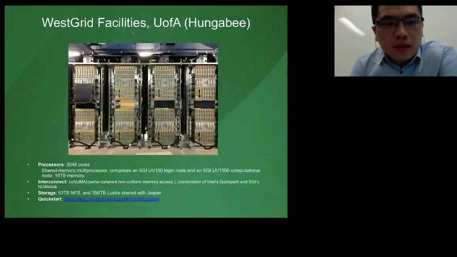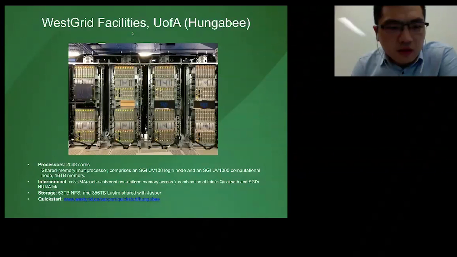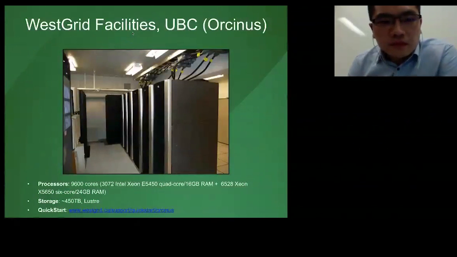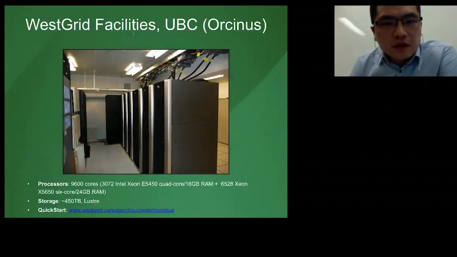Then Hungary at UA is a single system, just like one computer. It has 2,048 cores and 16 terabytes of memory in this machine. It also has data storage space of about 53 terabytes NFS. UBC has a cluster called Orcinus. It has 9,600 cores and 450 terabytes of Lustre space.